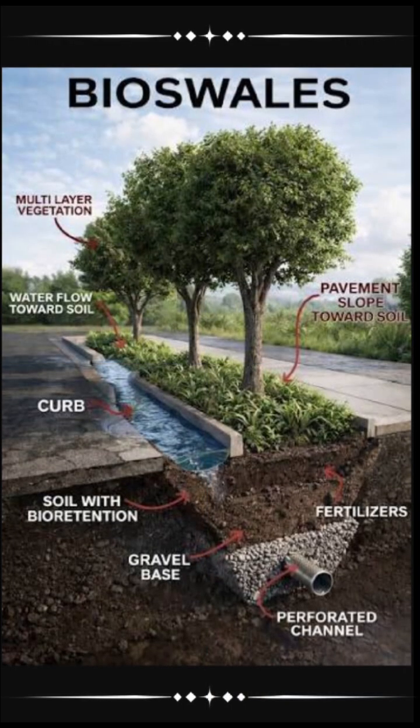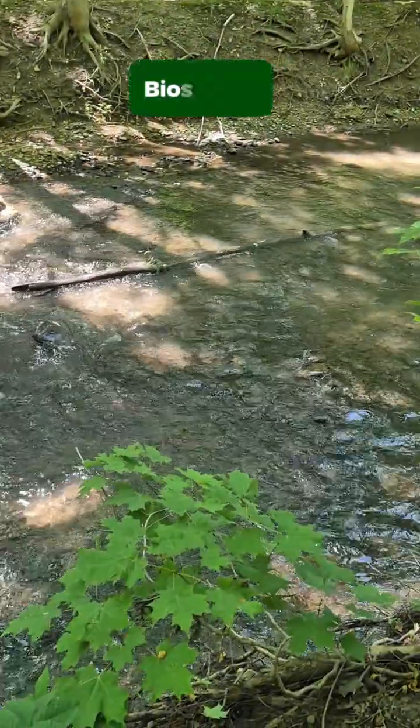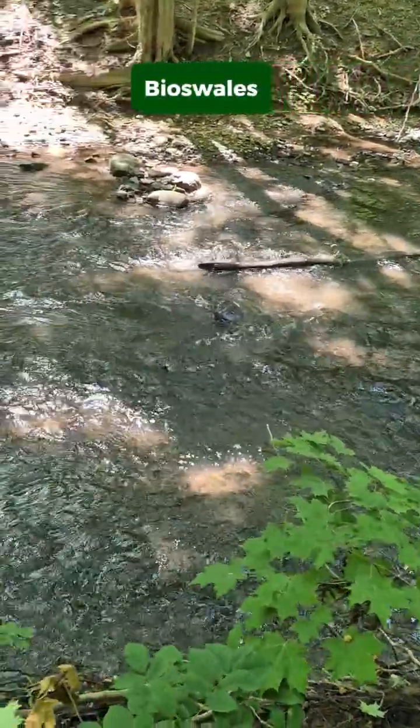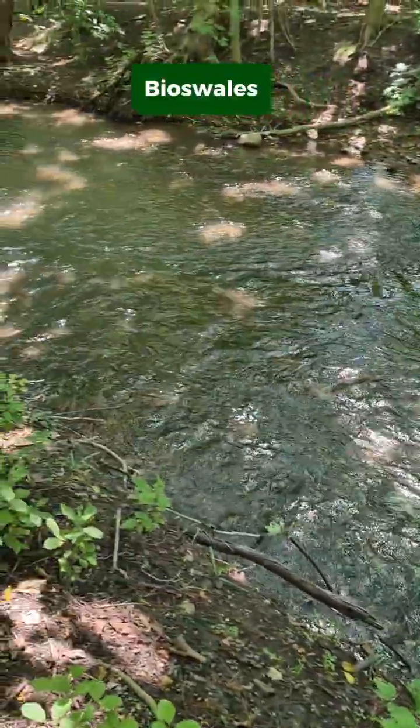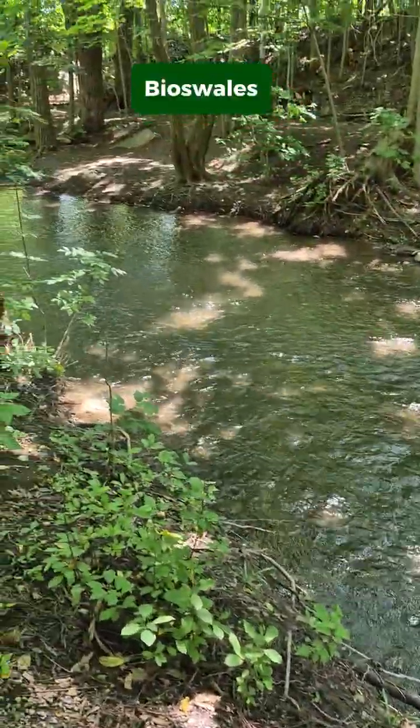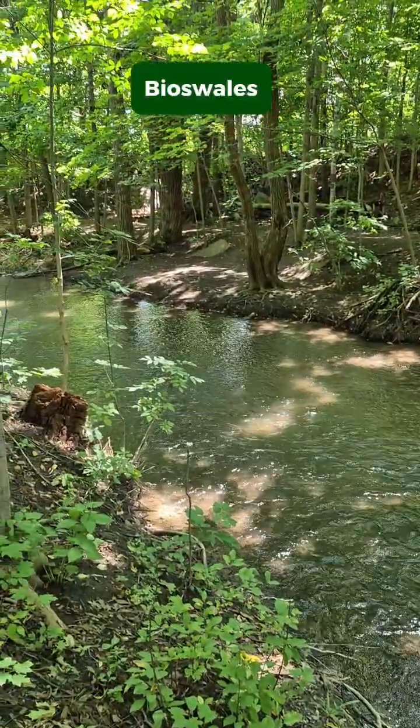Another effective solution is bioswales. These are gently sloped vegetated channels that capture stormwater, filter pollutants, and allow water to soak into the ground or enter underground drainage systems more slowly. Together, these solutions reduce runoff before it becomes a flooding problem.